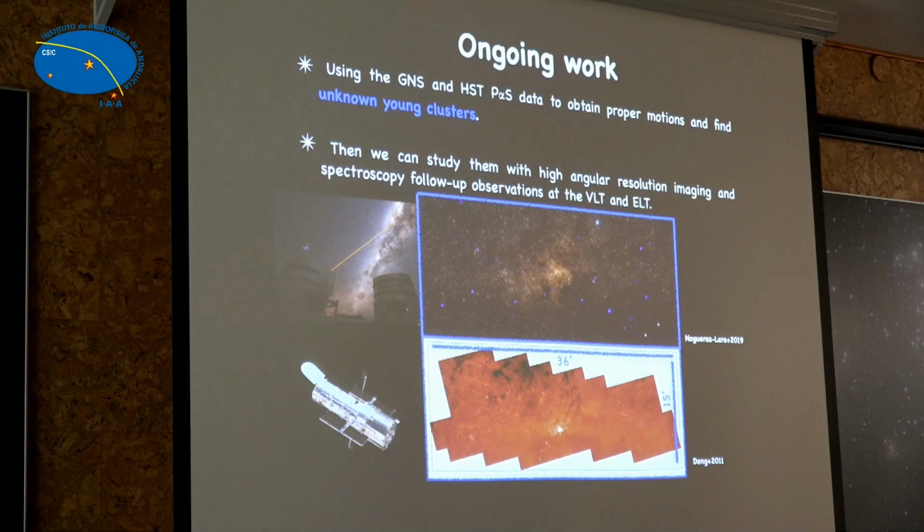So what we are doing now is further analysis of proper motions of these two epochs that we have, but for the whole region of Galactic Nucleus and Paschen alpha survey. So we have a lot of fields, a lot of chips, and we have to go through them one by one to obtain the proper motion and to see whether we can find more of these young clusters or not. And if we could find more of these clusters, this would be very interesting for follow-up observations at VLT and ALT. One can propose to observe these young clusters.